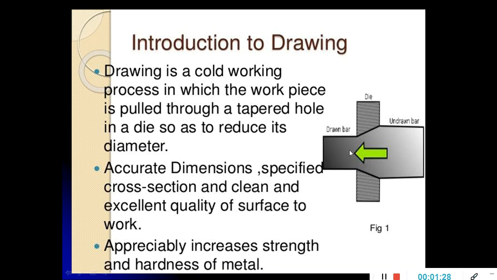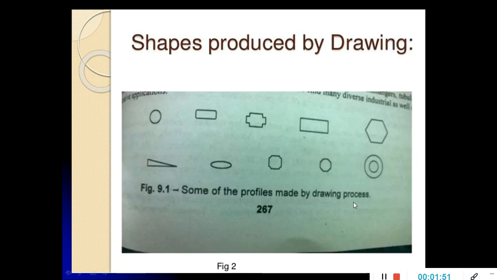So in this way, the cross section or diameter of the workpiece can be reduced with the help of the application of a force through a tapered surface of a die. Okay, this is known as a drawing operation. Now the accuracy and quality of surface maintained is very good in the drawing operation as compared to the rolling operation.